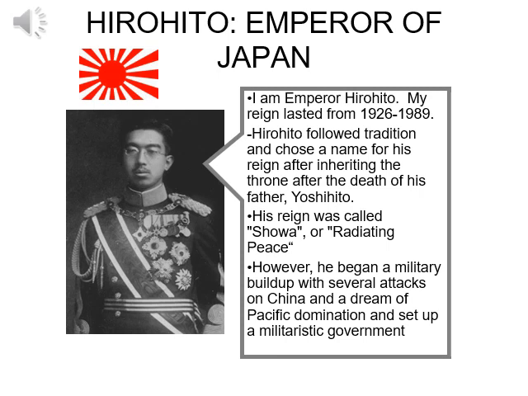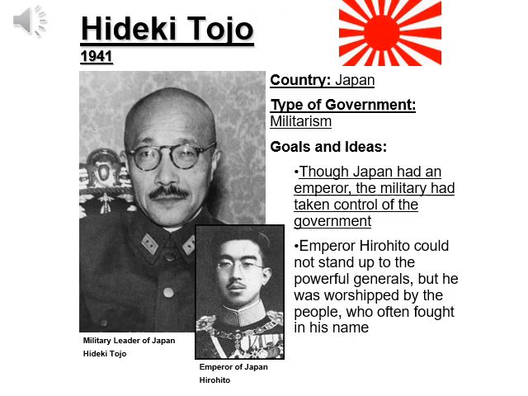However, despite the name, he began a military buildup with several attacks on the country China and a dream of Pacific domination. And so, to do that, Hirohito sets up a militaristic government. So, even though Japan was an imperial monarchy and they had an emperor in Hirohito, his desires to become a conquering nation throughout the Pacific and try to create a Pacific empire led them to allow the military to take over control of the government.